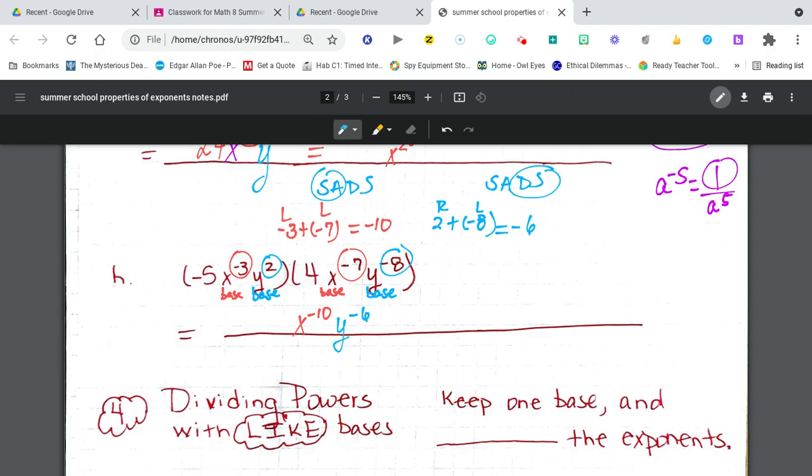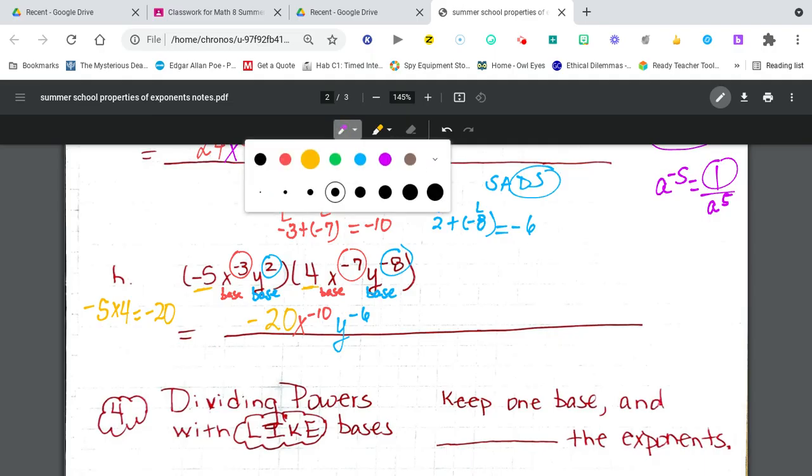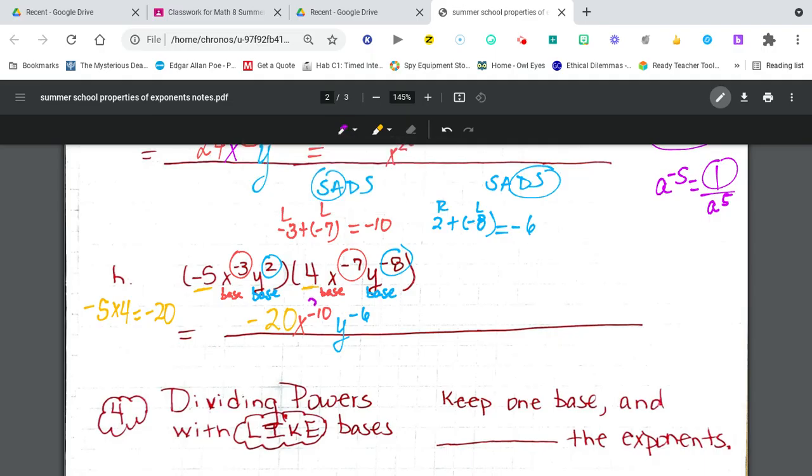Okay, now what are you going to do with these numbers? This and that, the other big numbers are coefficients. You multiply them. -5 times 4 gives me -20, and it sits right there in the front. It acts as a coefficient. I'm not finished though, because the problem here is that the x has a negative exponent and the y also has a negative exponent. So I'm going to flip both x and y.